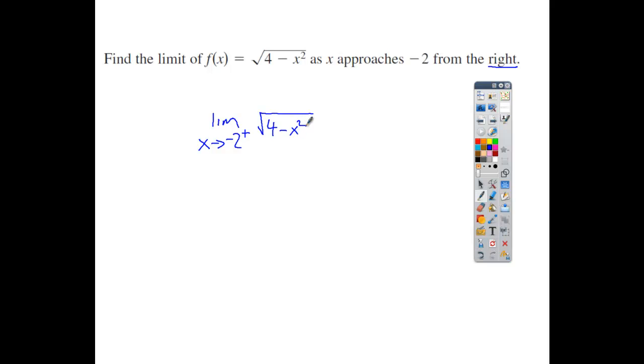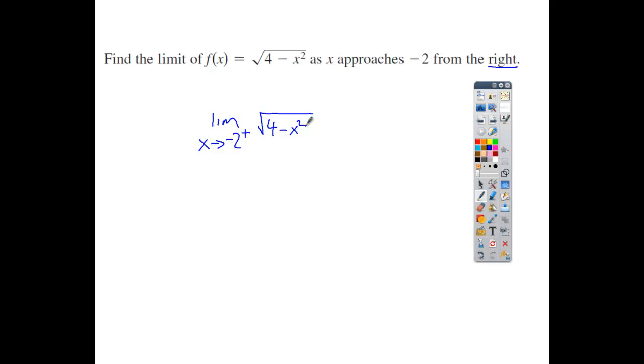Now, because I'm approaching negative 2 from the right, I need to make sure that this function is defined on the right of negative 2. I know it's defined at negative 2. I can plug that in and solve. It would be 0. But then if I plug in negative 1, which is to the right of negative 2, I need to check. And this one would be defined at negative 1. If this problem read, as x approaches negative 2 from the left, I would then have to test values like negative 3, and I would end up with a negative inside the radical, which would be imaginary.